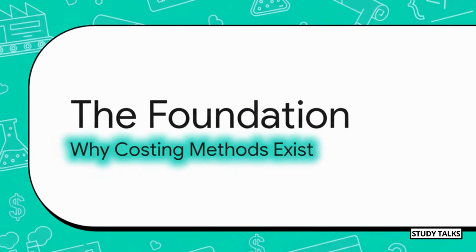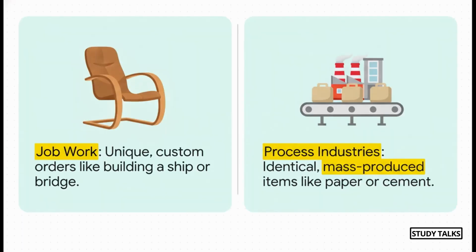All right, first things first. Why do we even have all these different costing methods? I mean, why not just have one simple way to do it? Well, the answer comes down to what kind of products a company is making. Just think about it for a second. On one hand, you've got industries that do job work. We're talking about building a massive, one-of-a-kind ship or crafting a custom piece of furniture. Every single order is unique. But on the other hand, you have process industries. Picture a cement factory or a chemical plant. They're just churning out thousands upon thousands of identical, totally indistinguishable products. It just wouldn't make sense to use the same costing method for both, would it? And that's exactly why we need different approaches.